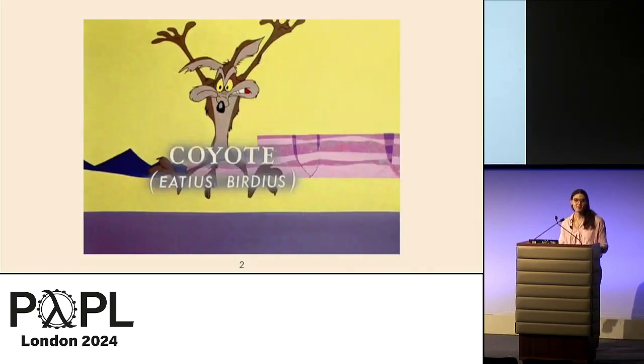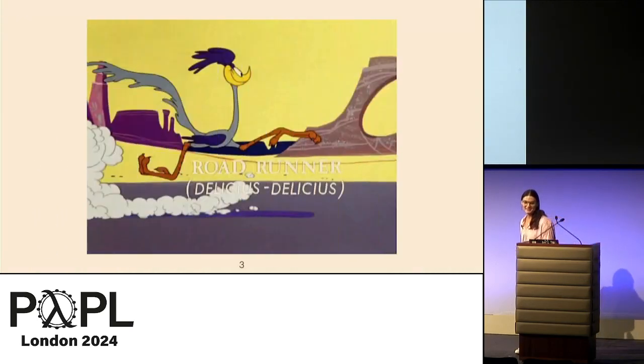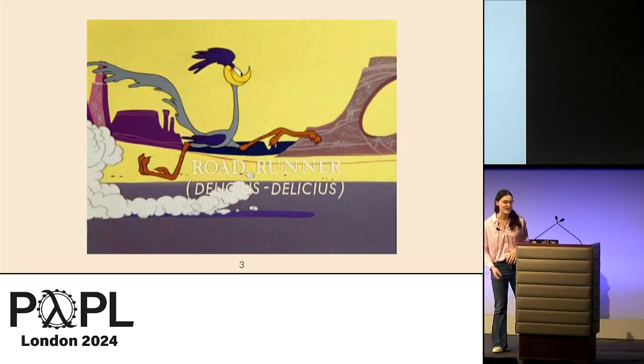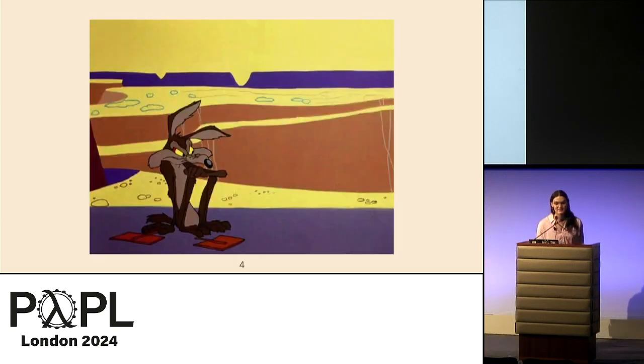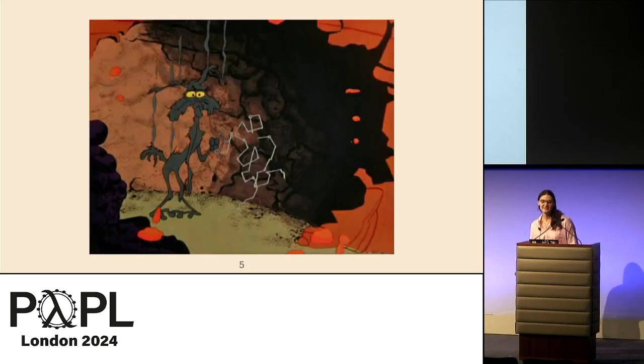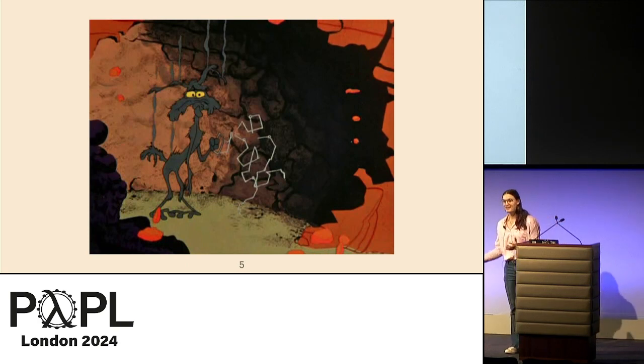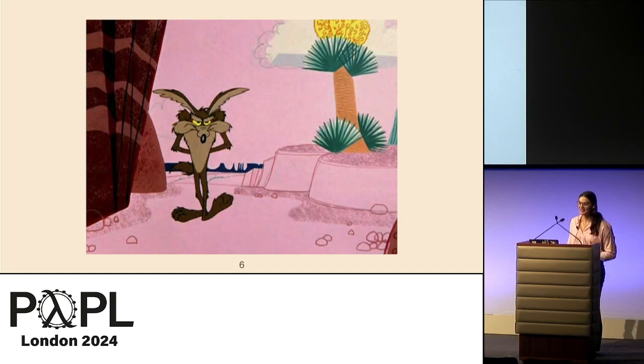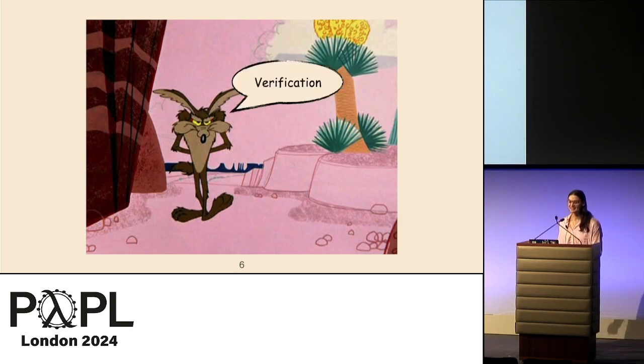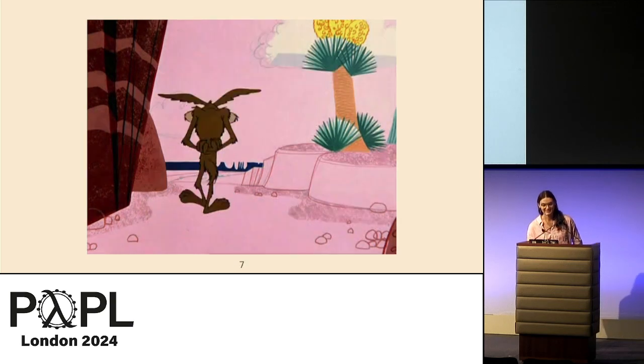But first, let's talk about Wile E. Coyote. As you might know, Wile E. Coyote spends a lot of time thinking about Roadrunner, specifically how he can catch Roadrunner. But all of his plans end very badly for him and not for Roadrunner. So one day, Wile E. gets an idea. He should use verification. That way his plan can't fail.